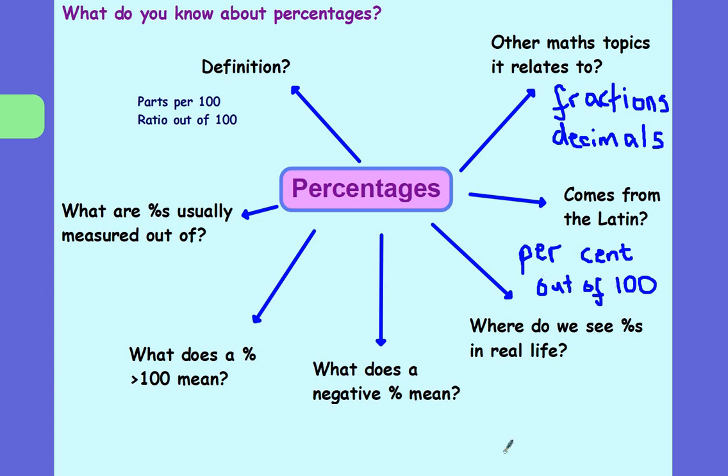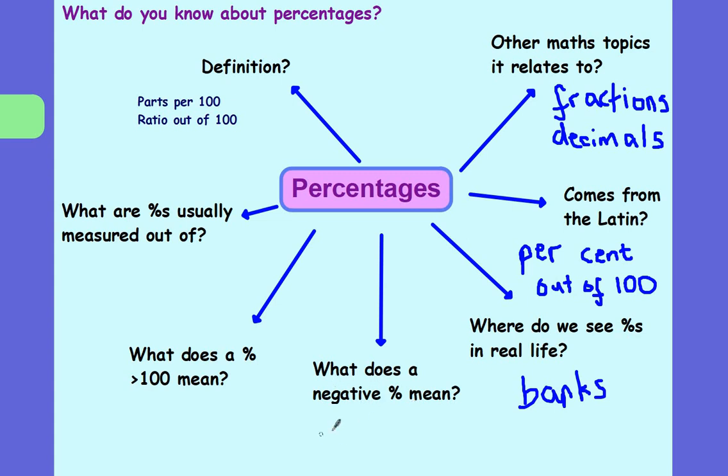Where do we see percentages in real life? Well, there's loads of places you could have come up with. You could have come up with in a shop where you get 50% off, for example in a sale. You also see it in banks. Often if you're talking about percentage interest or percentage on loans, it comes up a lot in banks.